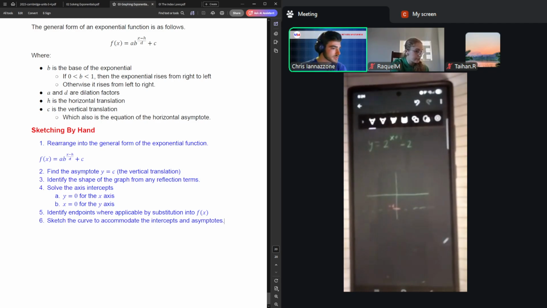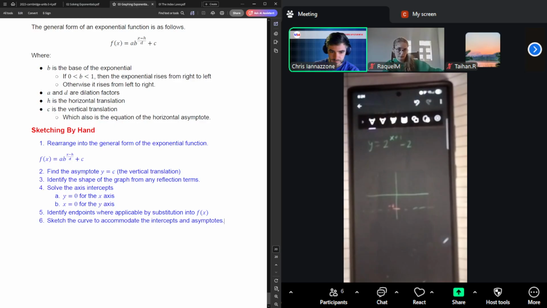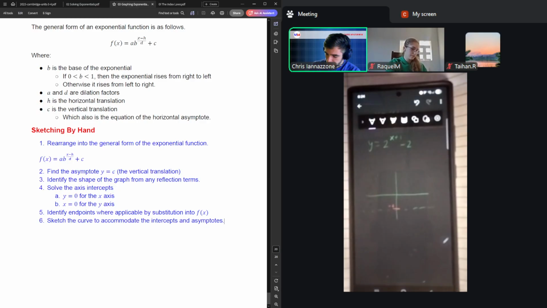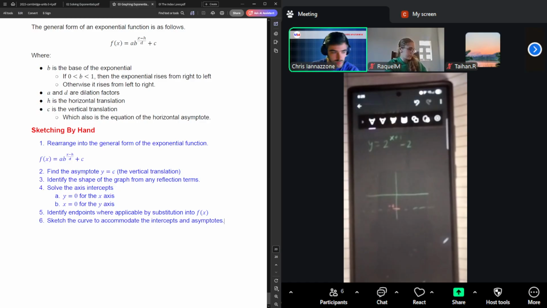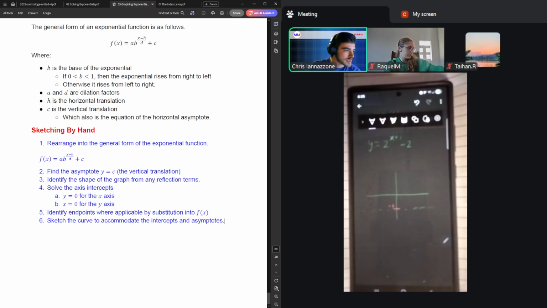Alright, asymptote sorted. Next up is identifying the shape of the graph based on its reflection terms. So reminder that there's two things to worry about here. Easiest one is if there's any negative signs that are multiplying either the y or the x. Do we have any normal reflections in here? Any negative signs on the x or the y? Yeah, that's right. Cool. So there's no normal reflections like there would be in the other function.